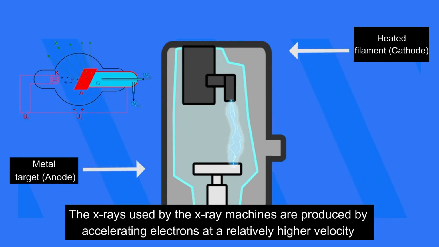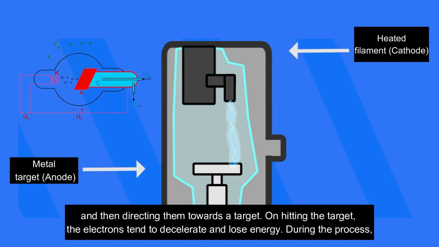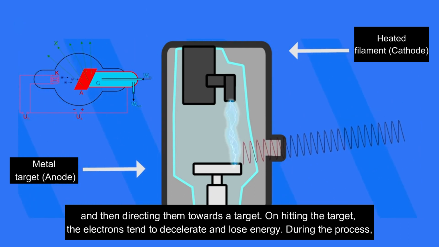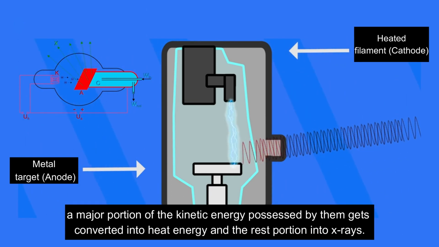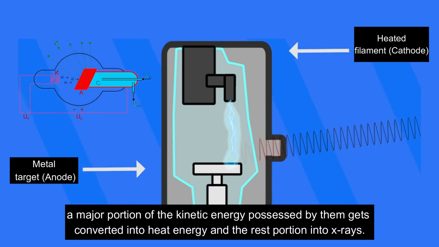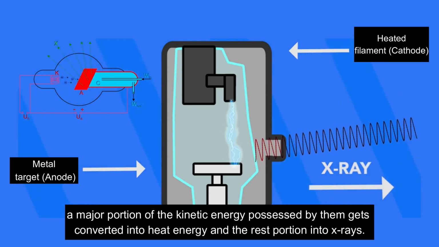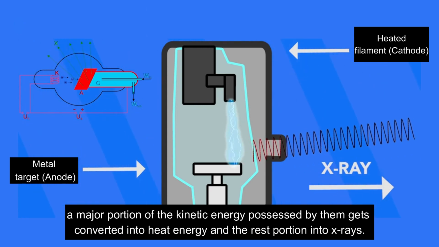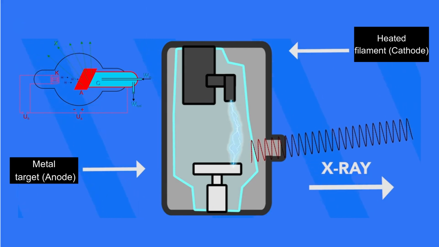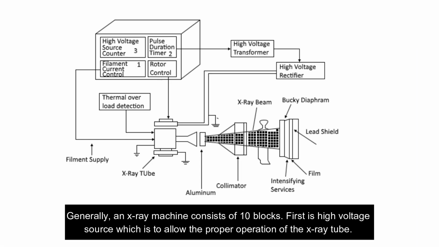The X-rays used by X-ray machines are produced by accelerating electrons at a relatively high velocity and then directing them towards a target. On hitting the target, the electrons tend to decelerate and lose energy. During the process, a major portion of the kinetic energy possessed by them gets converted into heat energy and the rest into X-rays.